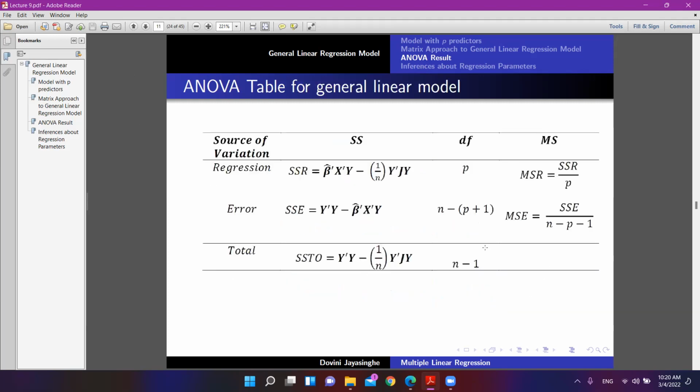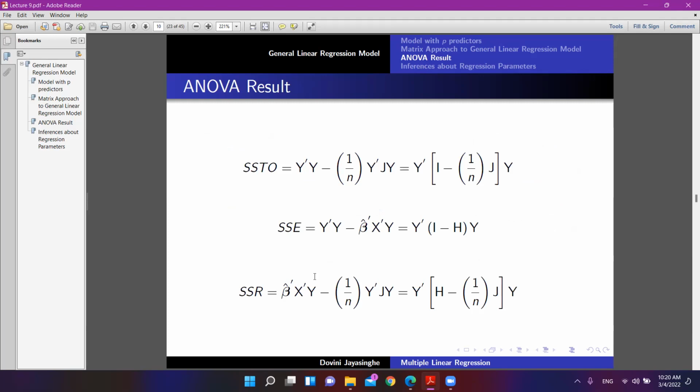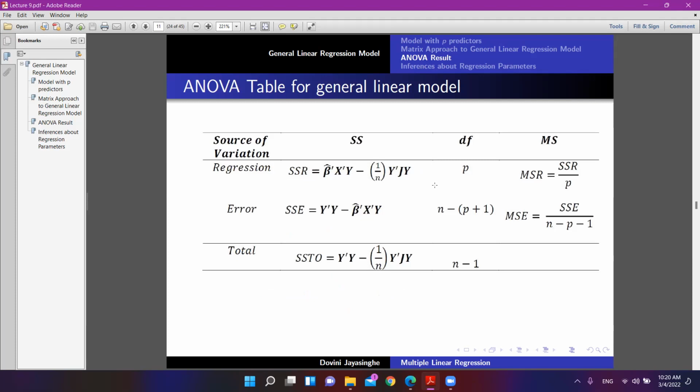And this is the ANOVA table, the usual ANOVA table with a little bit of difference. So the source of variation, sums of squares, degrees of freedom, mean squares, and finally you can have another column for the F ratio. Here the source of variation goes from regression, error, total. So SSR is this formula, same thing. We derived these things last time. And error is this, total is this, and then degrees of freedom. So there's a difference here.